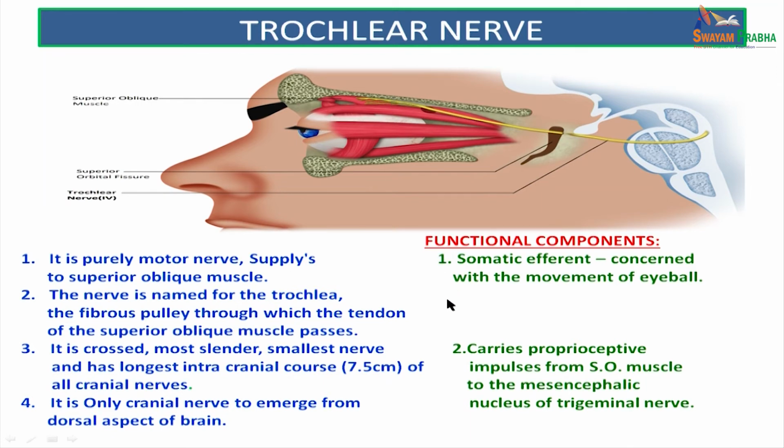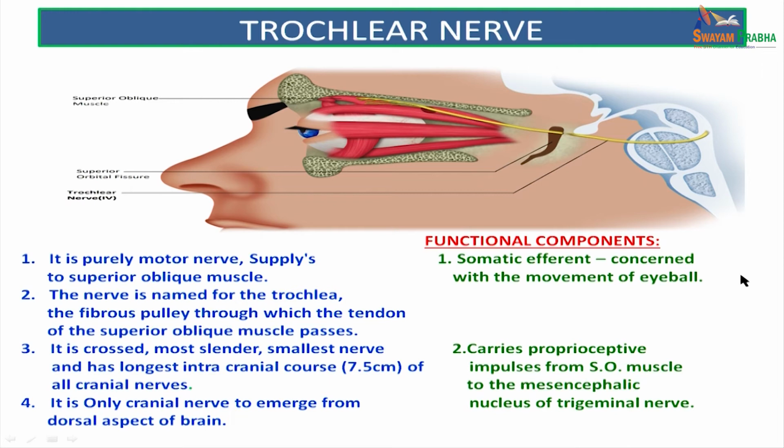And this is a crossed nerve which has a true decussation and is the only cranial nerve which is exiting from the dorsal aspect of the midbrain at inferior colliculus level. This is the smallest nerve but has the longest intracranial course. It is the only cranial nerve to emerge from the dorsal aspect of the midbrain.